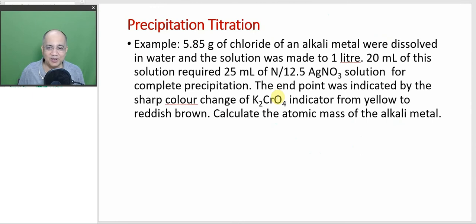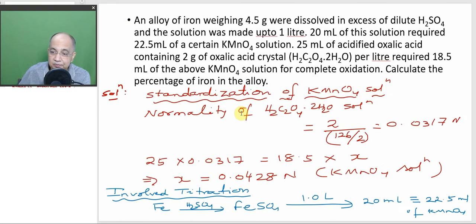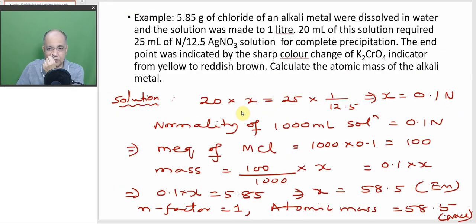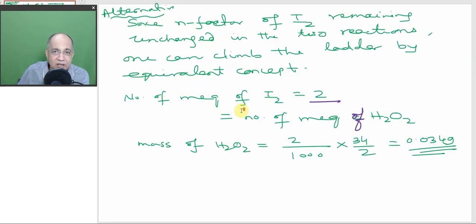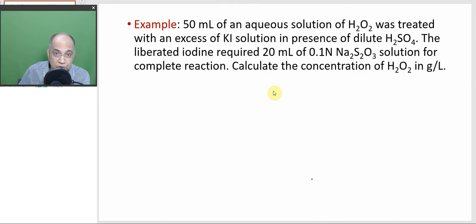Now this is the last part. Precipitation titration also can be handled by using a selected indicator, as you know. So look at this problem. No, this is not the last part. I would like to take a break here, and I will not put you into any monotony. I break here after iodometry and iodimetry.